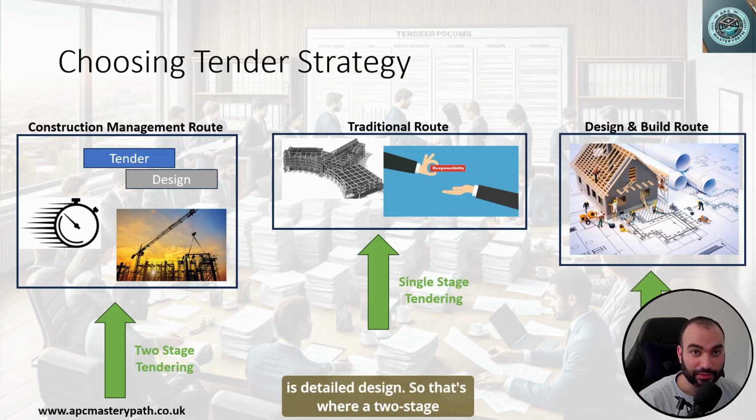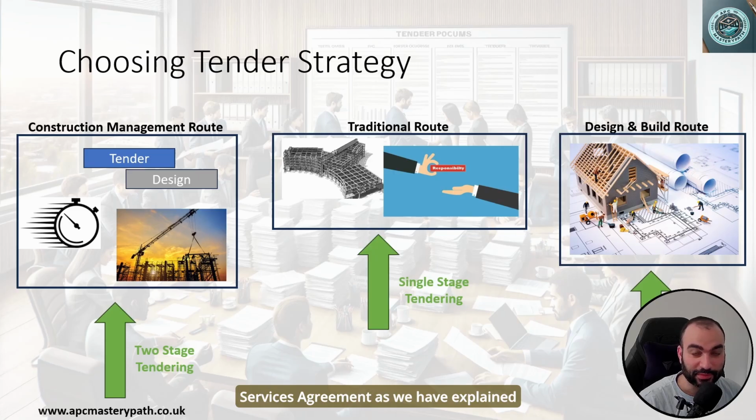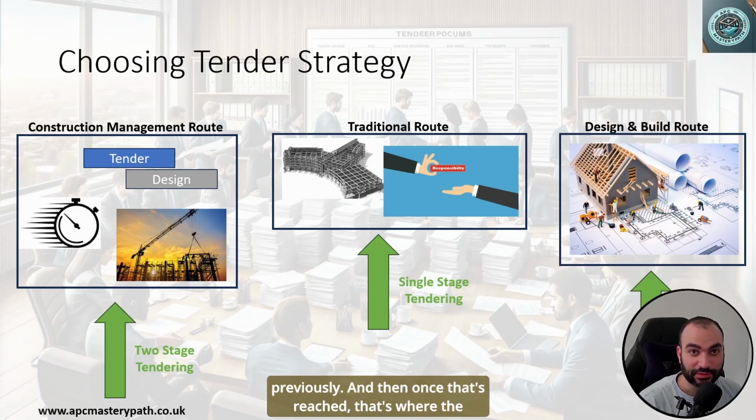So that's where a two-stage tendering is going to be the best approach, by evaluating different contractors and their proposals, and then getting the design up to stage 4 through a PCSA, or pre-construction services agreement, as we have explained previously. And then once that's reached, that's where the price is going to be negotiated with the appointed contractor to reach the best value for the client's money.